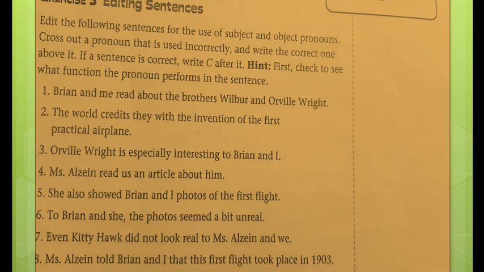Edit the following sentences for the use of the subject and object pronouns. So actually this exercise combines the two lessons we have. Cross out a pronoun that is used incorrectly and write the correct one above it. If the sentence is correct, write C after it. First, check to see what function the pronoun performs in the sentence. As a reminder, if you have a compound subject, try each part once as a subject and once as an object, and then decide what will be the answer.